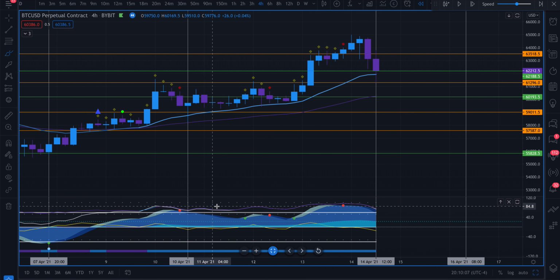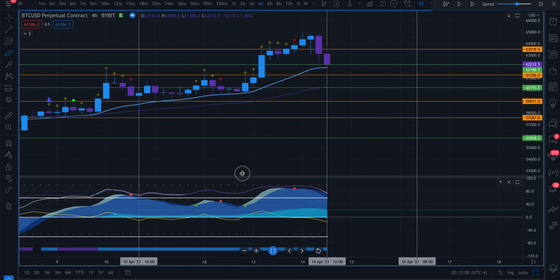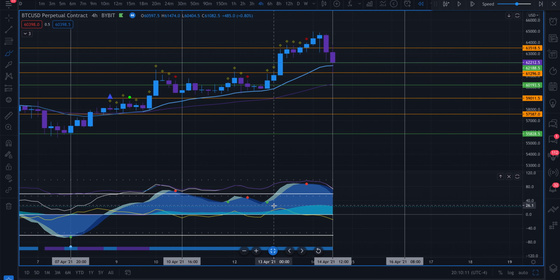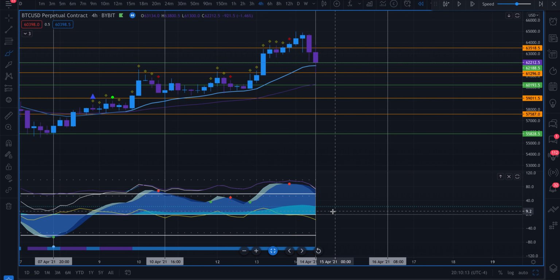Now, I like to use the 4-hour time frame. That is my favorite time frame for trading Bitcoin and Ethereum. When I'm trading Bitcoin and Ethereum, and I only trade Bitcoin and Ethereum on ByBit so that I can use the inverse perpetual contract and stack my crypto, what I'm going to do is first look at Market Cipher B on the 4-hour.